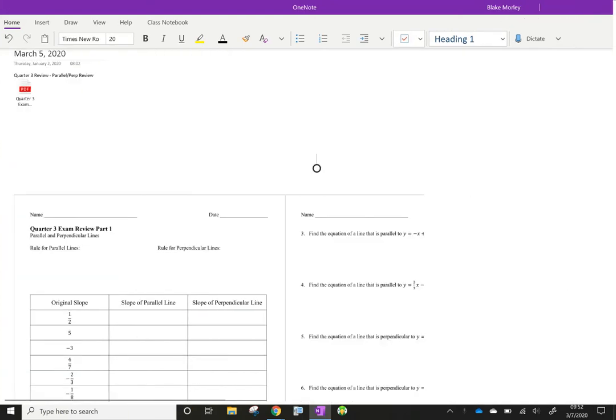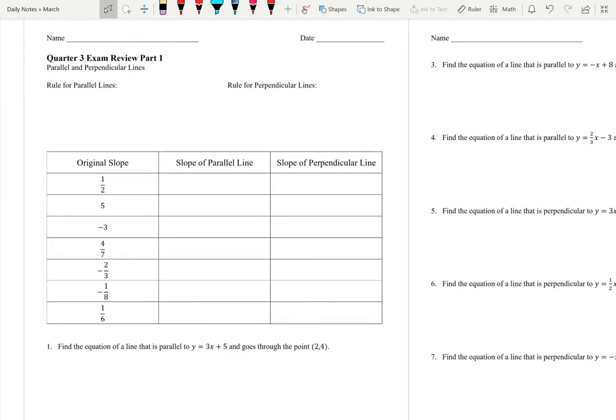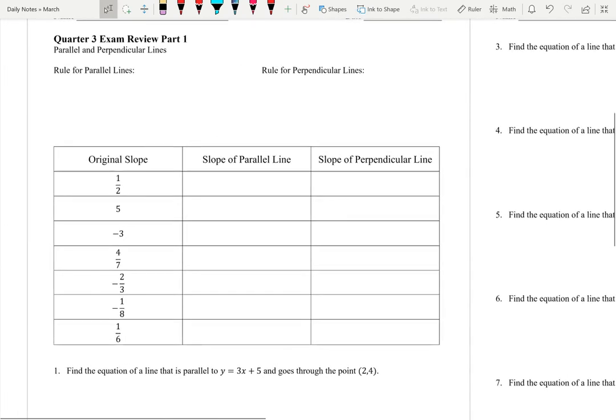All right, welcome to the first part of our quarter 3 exam review. Here we're talking about parallel and perpendicular lines. So it's been a little while since we talked about these, but hopefully it all kind of comes back to you. So we'll keep it short.